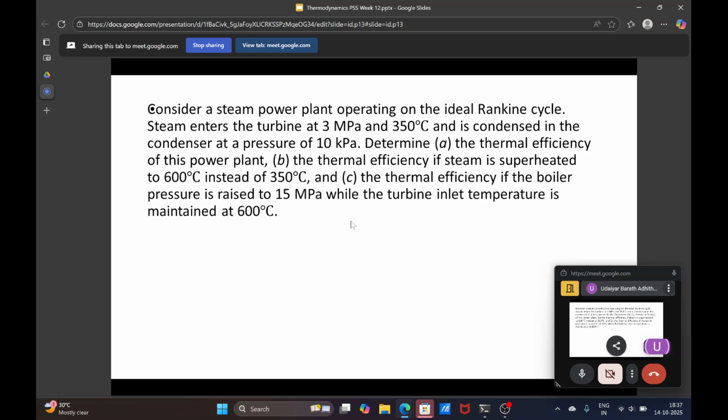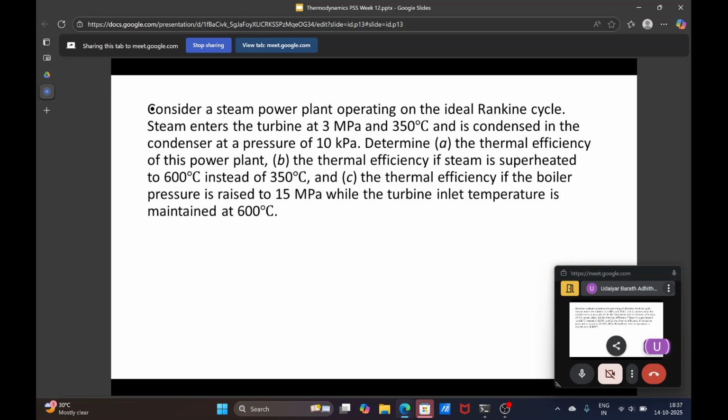So next question, again on Rankine cycle. So what we have is, consider a steam power plant operating on the ideal Rankine cycle. So steam enters the turbine at 3 megapascal and 350 degrees Celsius and is condensed in the condenser at a pressure of 10 kilopascal. So determine the thermal efficiency of this power plant.